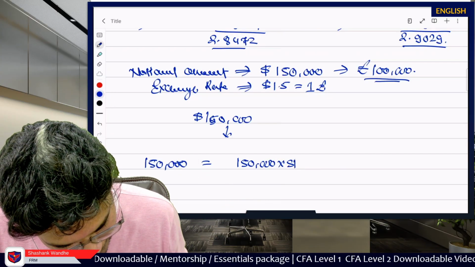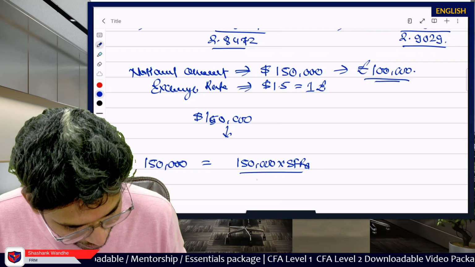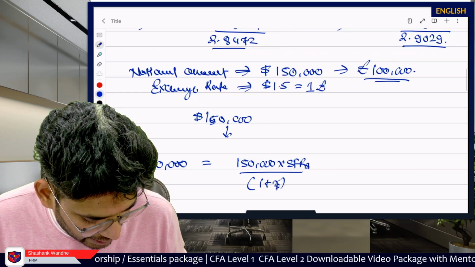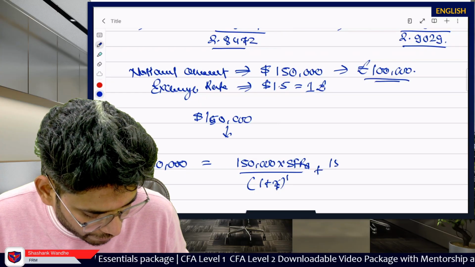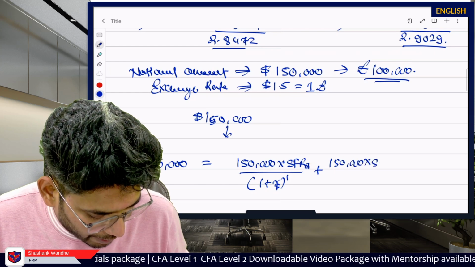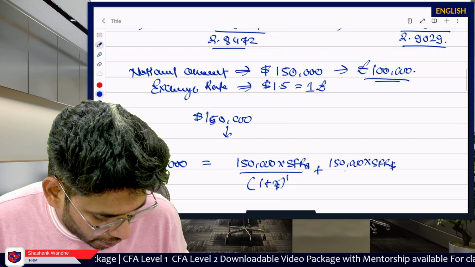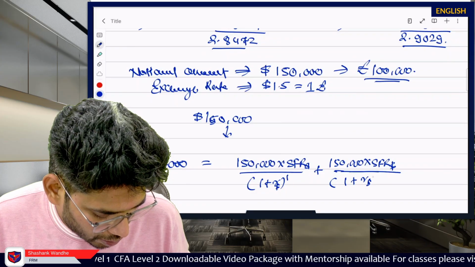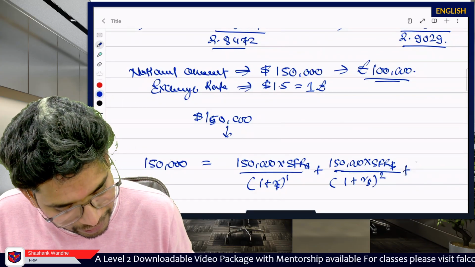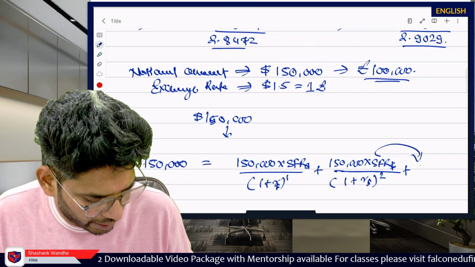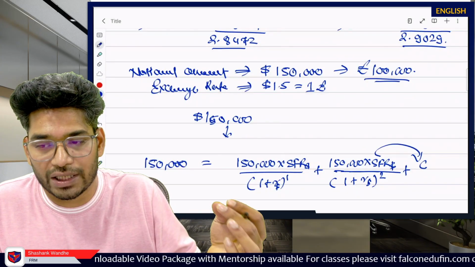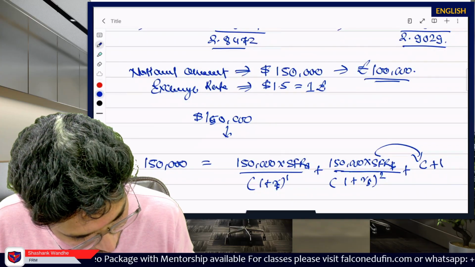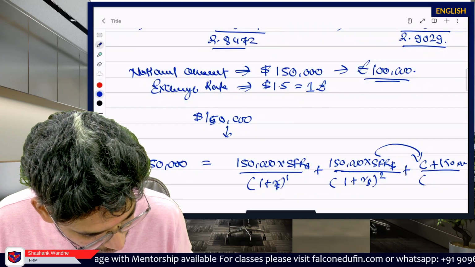And this coupon rate is SFR dollar divided by (1 plus the rate in dollar terms) to the power 1, multiplied by 1,50,000. Again, SFR dollar divided by (1 plus R in the dollar terms) to the power 2 for the 2 years. And in the third part we will have the same coupon calculated using the SFR plus the principal. This principal is equal to 1,50,000. This is what you will get in return.